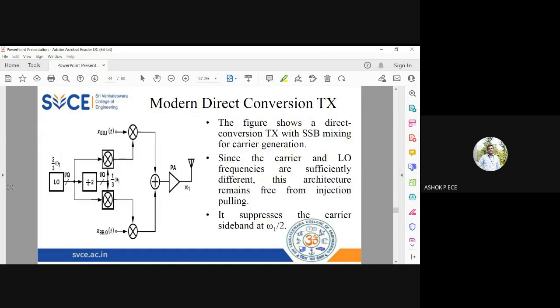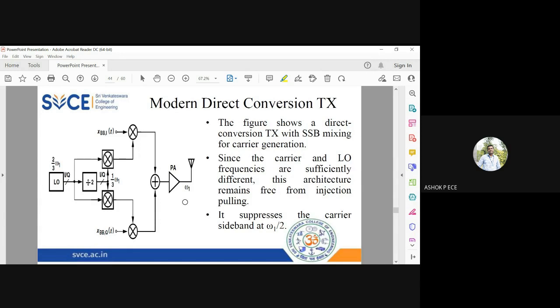the SSB mixer. So see here, you take 2 by 3 omega 1, divide by 2, you get 1 by 3 omega 1, and you use that for mixing. So 2 by 3 and 1 by 3. So addition will be omega 1, subtraction will be 1 by 3 omega 1. So that is going to be given as input to your mixers for the in-phase and quadrature phase. And then I'm going to add them in the power amplifier and send it. So finally, I'm going to send only one signal at omega 1.